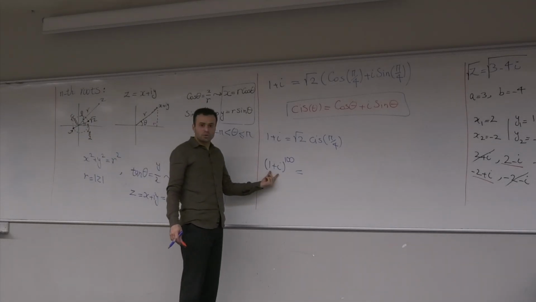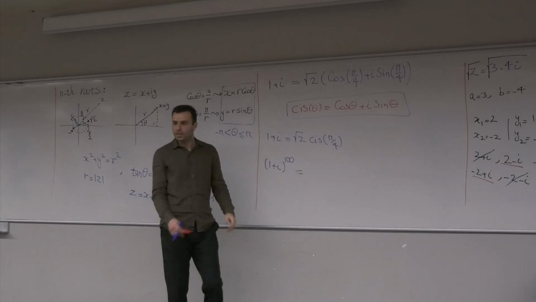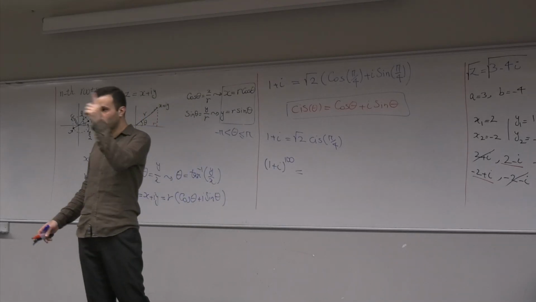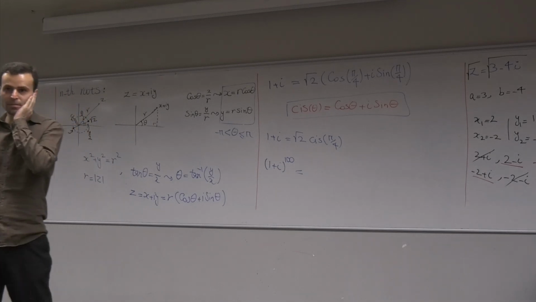Are we just going to multiply this 1 plus i 100 times to itself? Or can we geometrically also find a better way to calculate this? How can we do it?